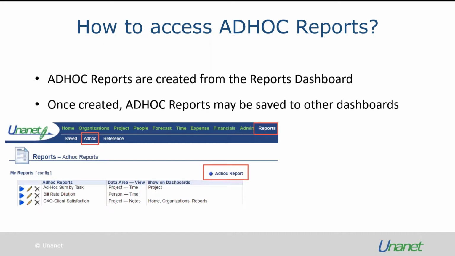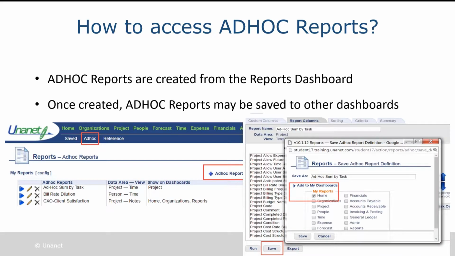And once you've created an ad hoc report, you can also go ahead and save it onto any of the dashboards where you would like to access it from. You can see here in the background on this screenshot that little save button down there. When you click on that, you get a little pop-up window that allows you to say, where would I like to add this to? Which dashboard would I like to have that on?